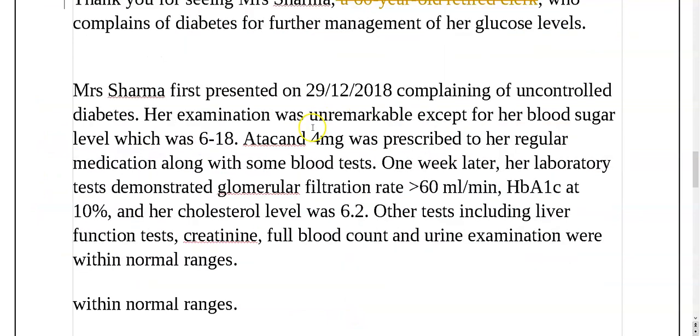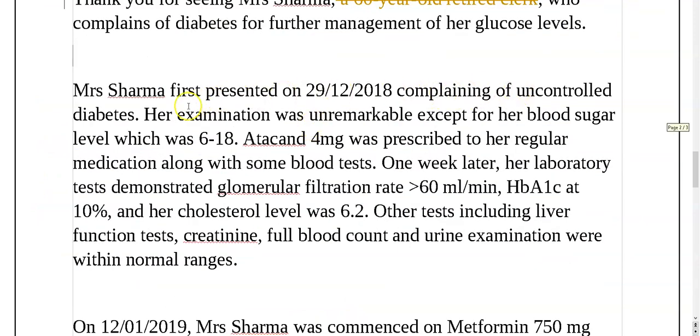Alright, so presented, uncontrolled diabetes, her levels were 6 to 18. Alright, so you could put that in a single sentence if you want. Prescribed to her regular, no, so was prescribed or was added? Because you can't prescribe something to your regular meds. You can add, but you can't prescribe to. So, she was prescribed, or so-and-so was prescribed, but not prescribed to.